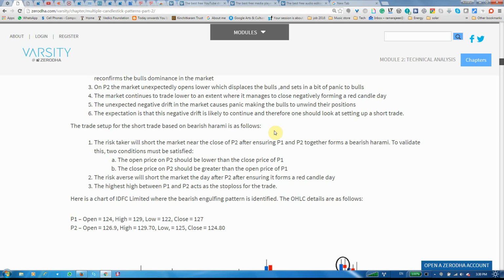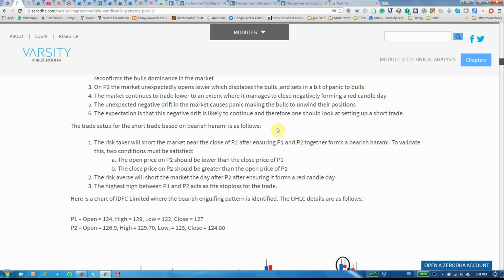The risk taker will short the market near the close of P2 after ensuring P1 and P2 together form a bearish harami. To validate this, two conditions must be satisfied. The open price on P2 should be lower than the close price of P1. The close price on P2 should be greater than the open price of P1. The risk-averse will short the market the day after P2 after ensuring it forms a red candle day. The highest high between P1 and P2 acts as the stop loss for the trade.